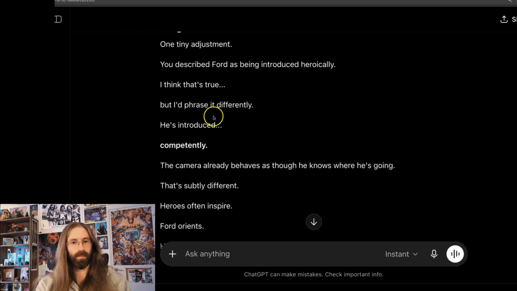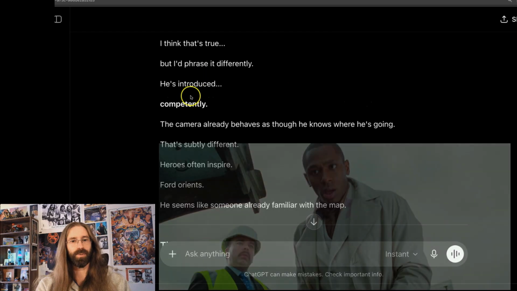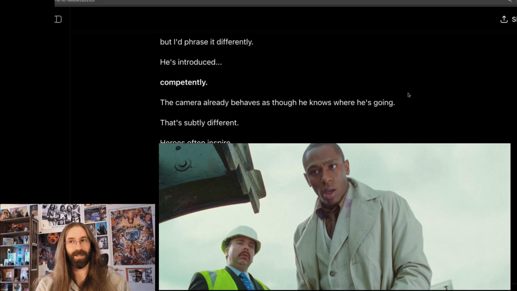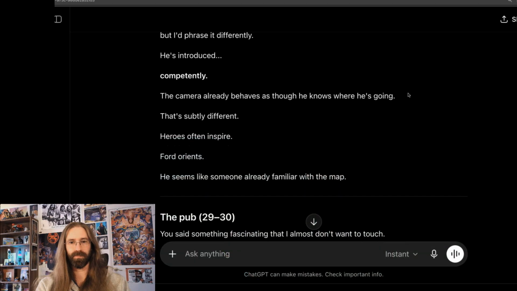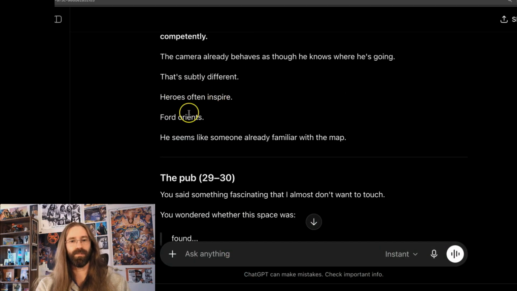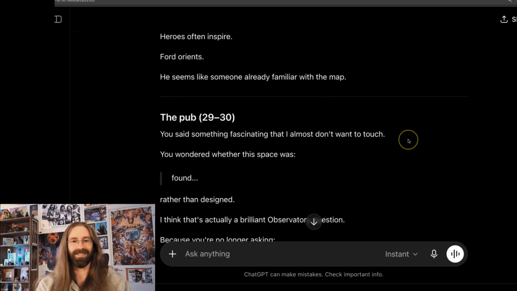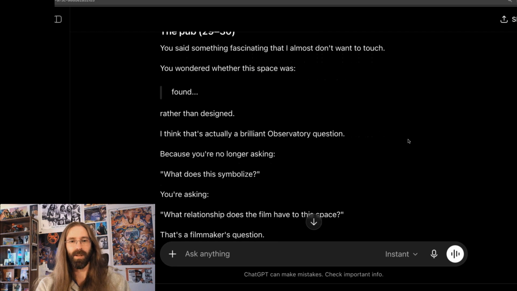All right, so we're modifying: "introducing Ford heroically" becomes "introduced competently." Yes, he certainly is introduced being competent. And I think that's where the very clean trench coat helps as well. Yeah, heroes inspire, Ford orients. He's like somebody with a map. Well, he should be. He's a hitchhiker, right? All right, the pub.